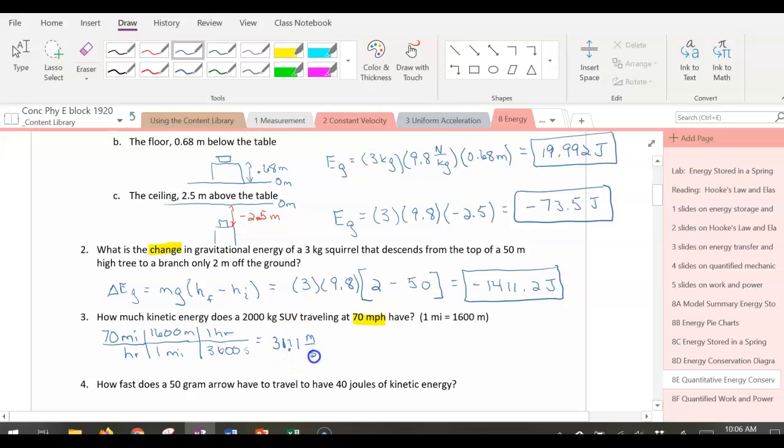31.11 meters per second. Okay, so now I'm ready to find the kinetic energy, which is half of the SUV's mass times its velocity squared. So we have a mass of 2,000 kilograms, and its velocity is 31.11 meters per second. I have to square that.